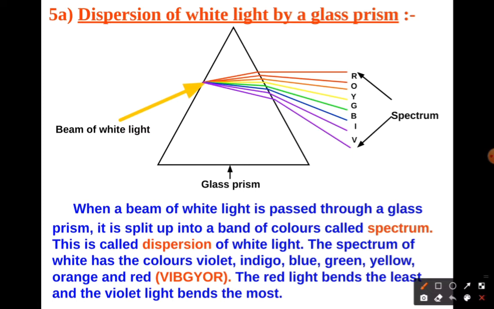When white light passes through a prism, in addition to bending towards its base, it gets separated into bands of 7 different colors. So when a beam of light passes through this, it gives different colors, which are said to form a spectrum. Okay, spectrum is the band of light. So it produces 7 different colors by this prism.